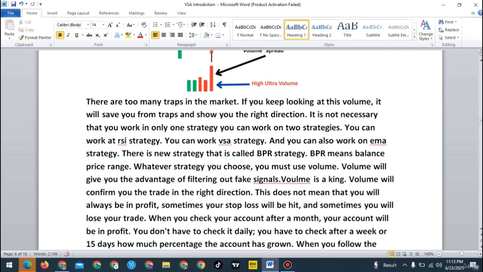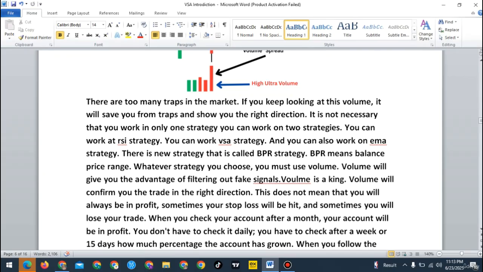This is a new strategy that is called the BPR strategy, balanced price range. Whatever strategy you use, you must use volume. Volume will give you the advantage of filtering out fake signals. Volume is king. Volume will confirm the trade in the right direction.